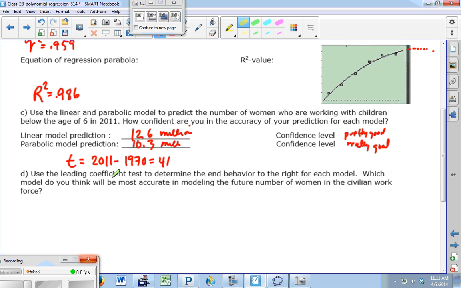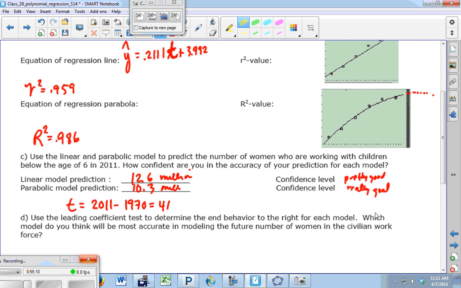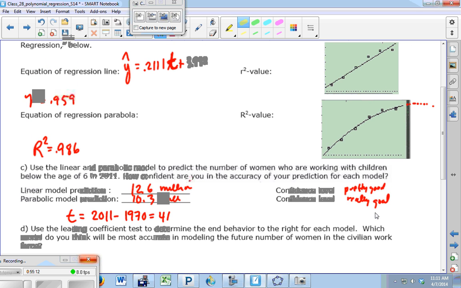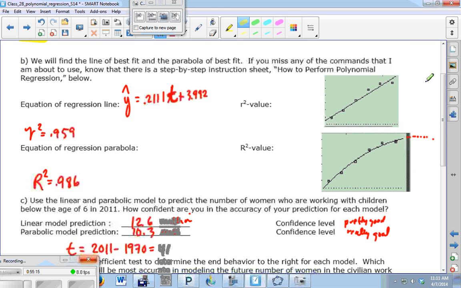If we go back to the leading coefficient tests and we think of just the end behavior of our two models, which model would be the most accurate in predicting future women in the civilian workforce? If we look at our end behavior, and we're going way out in the future, which one do you think would be really totally awful, even if the other one may not be as accurate? What do you think? It's women with children under the age of 6.